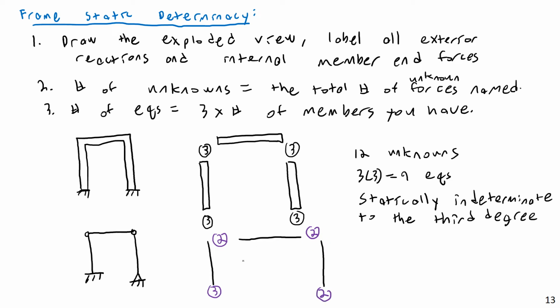So I have a total now of, 2 plus 2 plus 2 is 6 from here, but then plus 3 is 9 unknowns. I have 9 unknown member end forces. But I have the same number of equations. I have the same number of rigid bodies, the same number of members, and so I have the same number of equations. So now 9 equals 9. This is now statically determinate. And we could solve for this using nothing but the laws of statics alone.